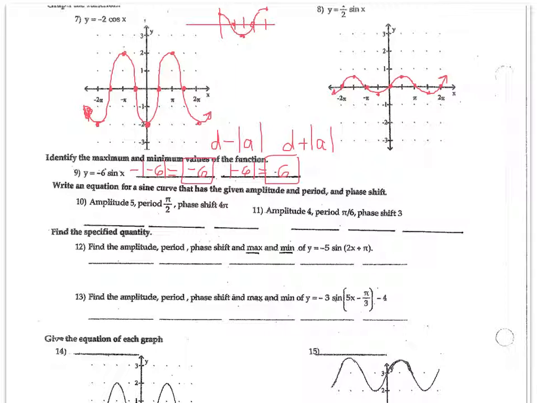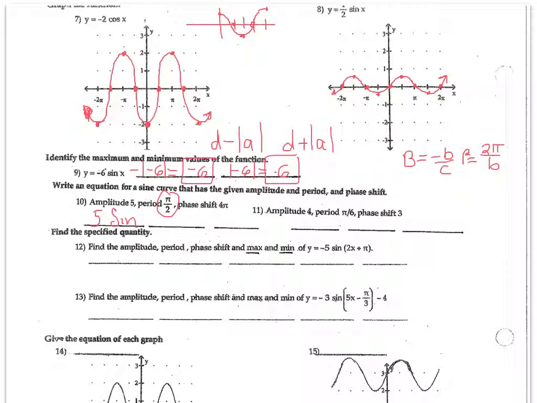The amplitude, in number 10, you need to get the equation of the sine curve with the given information. Since it has amplitude of 5, you're going to have 5 sine, and I need to know what b is. I know that the period is pi over 2 and the phase shift is 4 pi. So I'm going to use the formula phase shift equals negative c over b, and the formula for the period, which is p equals 2 pi over b.